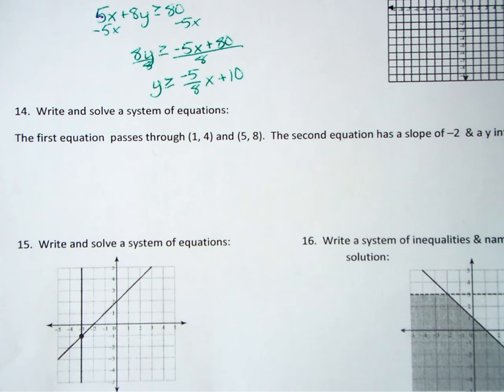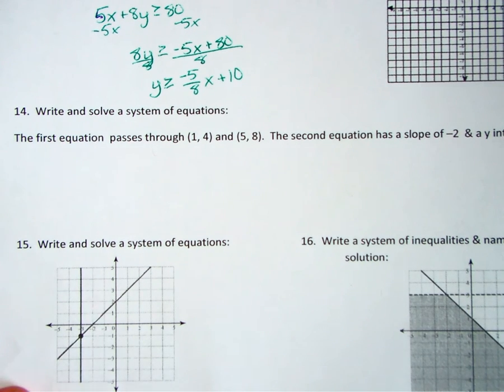Write and solve a system of equations. First equation passes through the points (1, 4) and (5, 8). Let's start with that one.